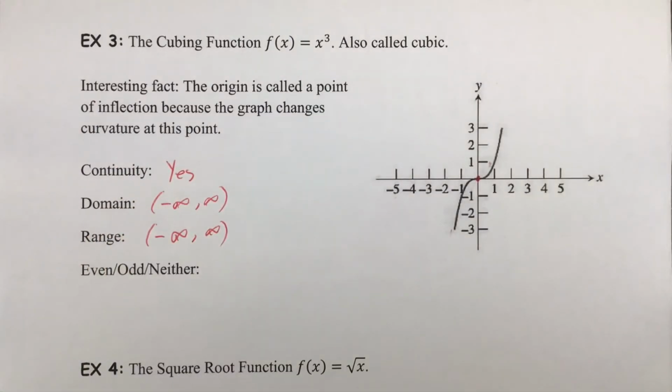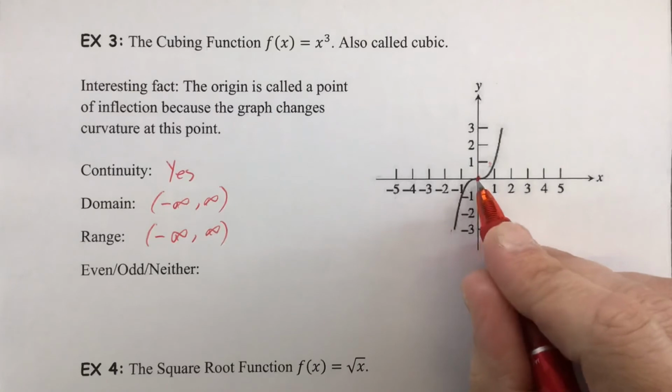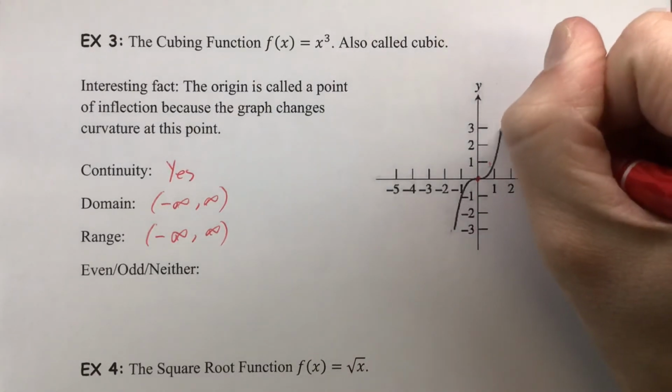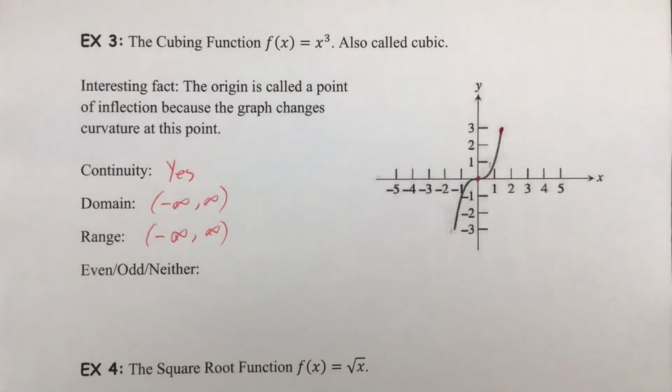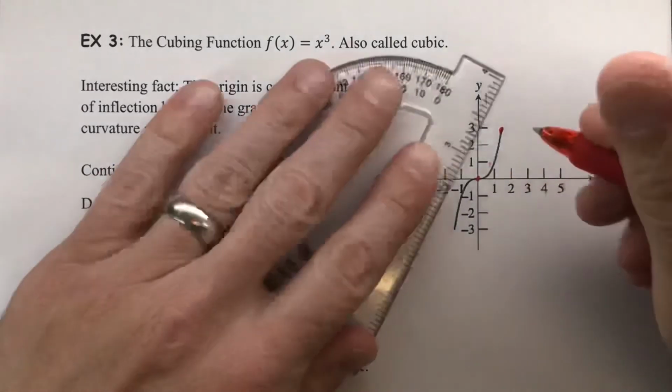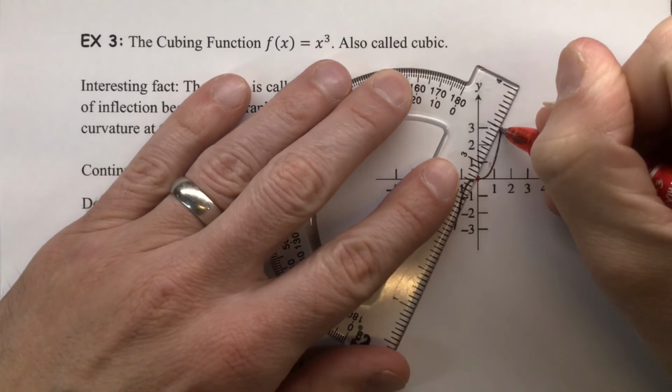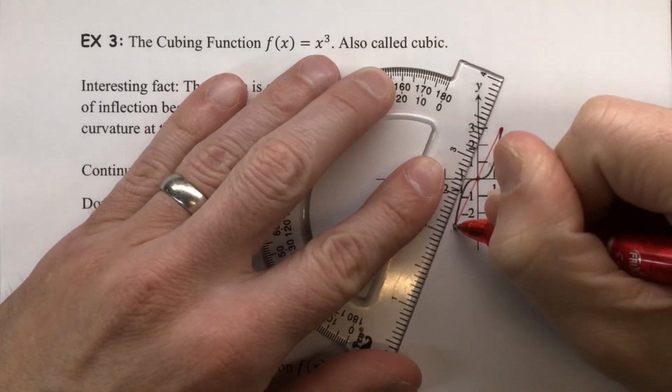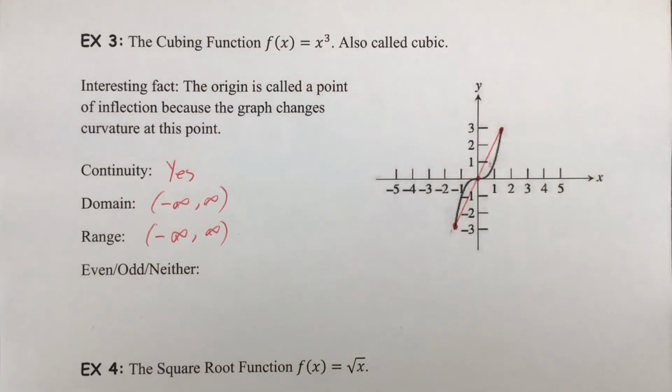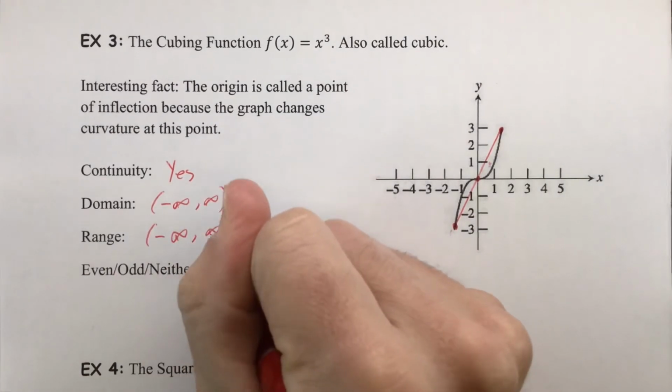Okay, even, odd, or neither. We did look at this one previously. This function is going to be odd. We do have a point of symmetry here. You could grab any point on the graph, line it up with the point of symmetry, and identify another point that is equidistant from it on the opposite side of that point of symmetry. So this is going to be an odd function.